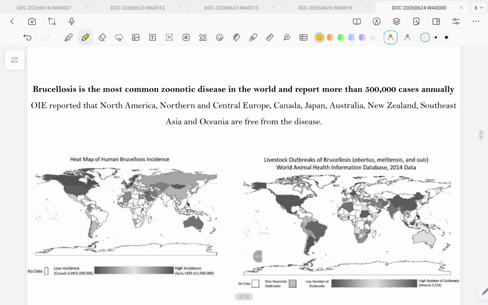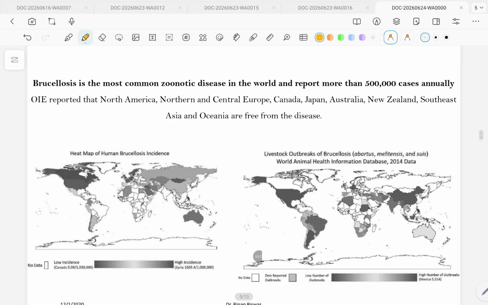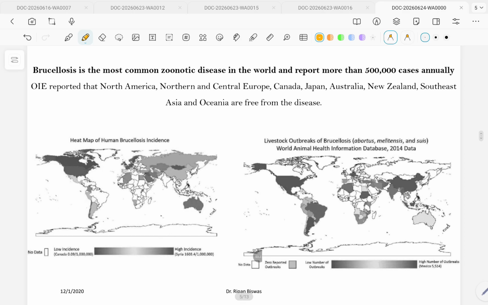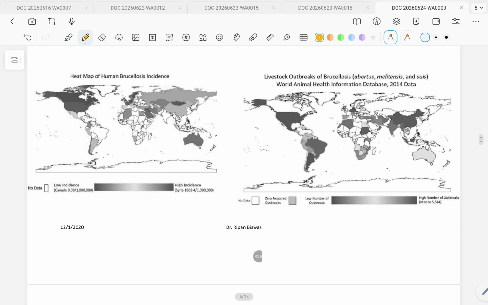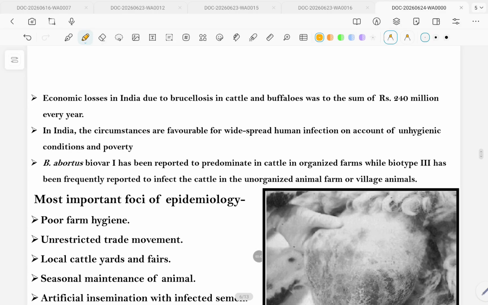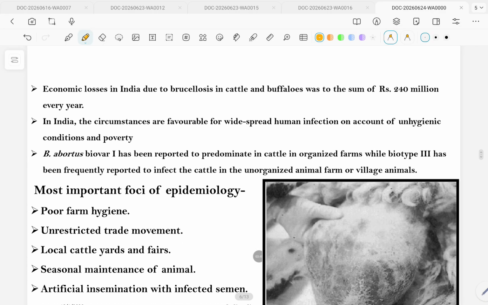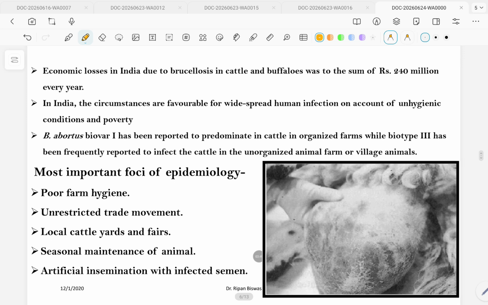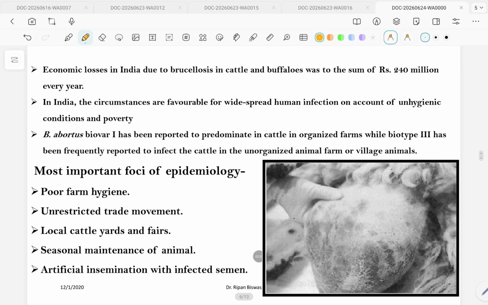Brucellosis is the most common zoonotic disease in the world and reports more than 5 lakh cases annually. OIE reported that North America, Northern and Central Europe, Canada, Japan, Australia, New Zealand, Southeast Asia, and Oceania are free from the disease. Economic losses in India due to brucellosis in cattle and buffalo amount to Rs 240 million every year. In India, the circumstances are favorable for widespread human infection on account of unhygienic conditions and poverty.